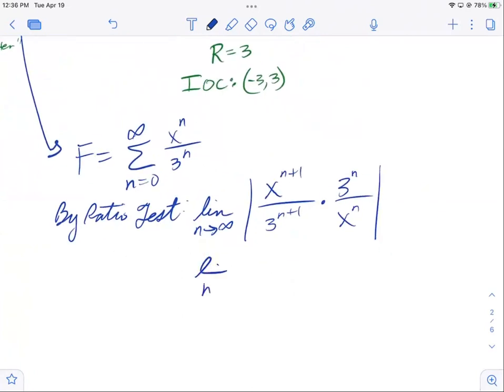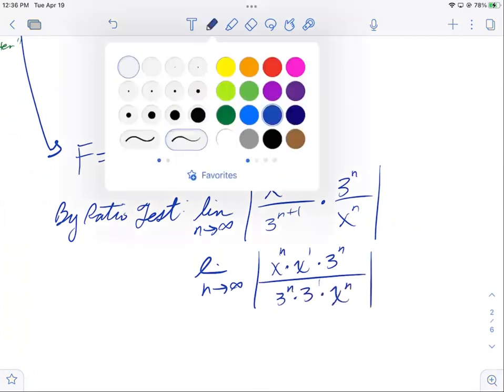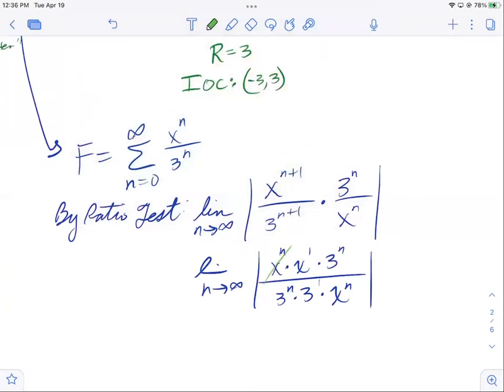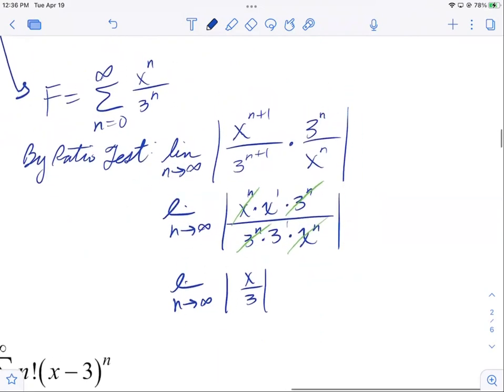And now we simplify, and we get x to the n times x to the first times 3 to the n on the top. And at the bottom, we get 3 to the n times 3 to the first times x to the n. And then we simplify. Let's see, x to the n, 3 to the n. And what we're left with is the absolute value of x over 3, which again, if we treat x as a constant, what's a constant over 3?